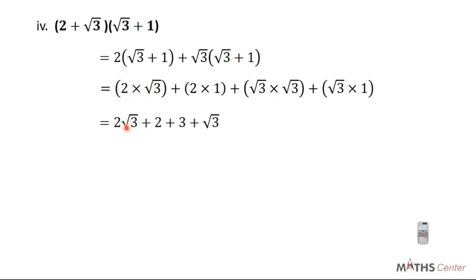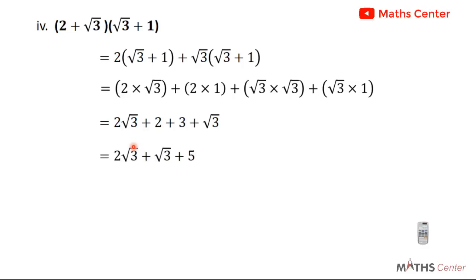2 times root 3 will give us 2 root 3. 2 times 1 will give us 2. Square root of 3 times square root of 3 will give us 3. From the properties of surds, we said that square root of x times square root of x will give us x. So square root of 3 times square root of 3 will give us 3. Then plus square root of 3 times 1 will give us square root of 3. Any number multiplied by 1 is the same number.